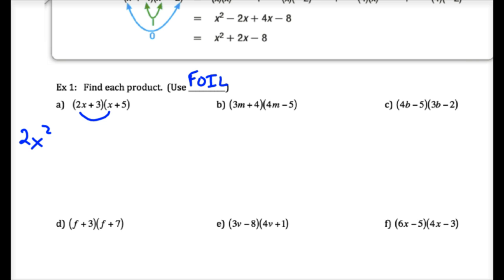What are the outside pieces? 2x and 5. We put an arrow, 2x and 5. Multiply them together. Give me a sign. Plus 10x. Very good.